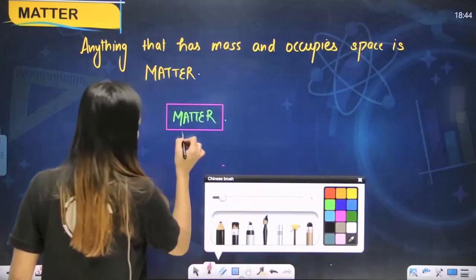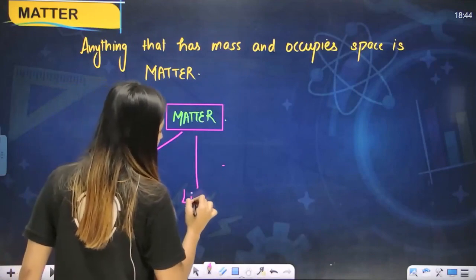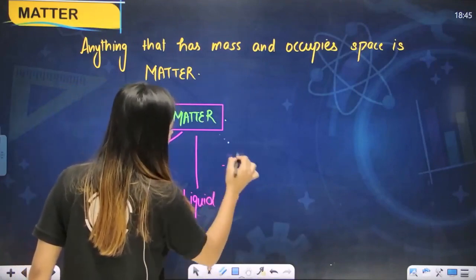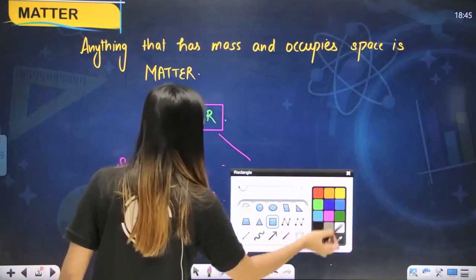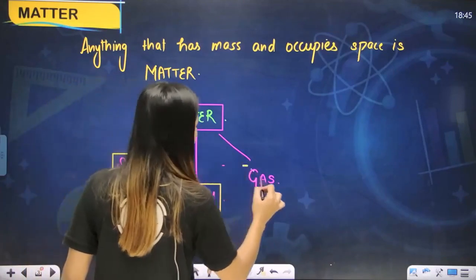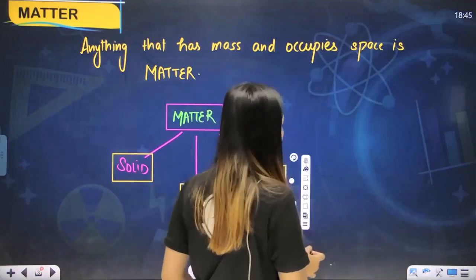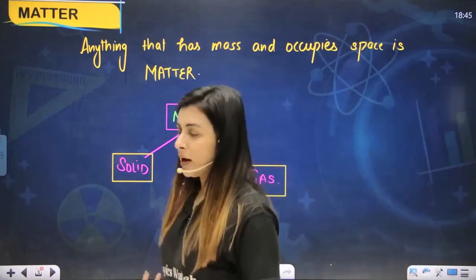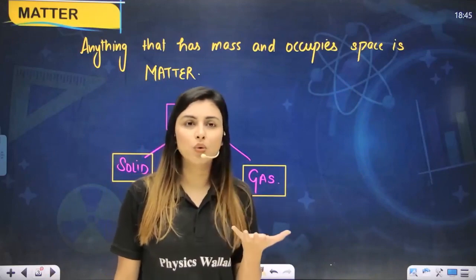Matter can exist as solid, liquid, and gas. These three are your main topics to be discussed. There are many other forms as well, I'm not denying that. But you only have to study these three types.